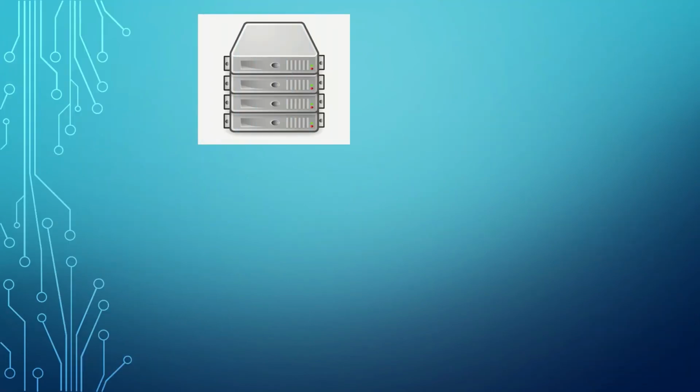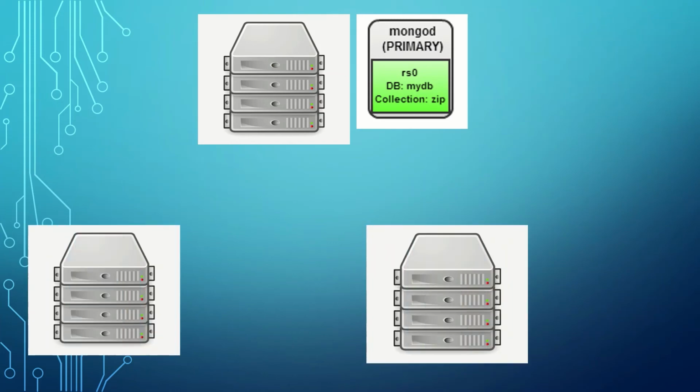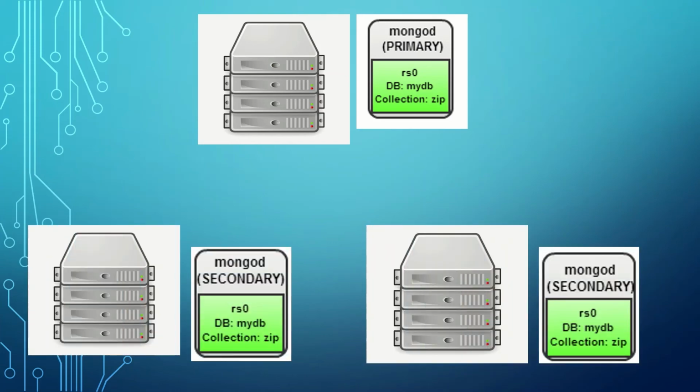Consider a situation where you have a server and you have a Mongo database instance running on it. You have a database MyDB and a collection zip on it. Now if we set up replication for this particular Mongo database instance with Mongo databases running on 2 different servers, there will be an asynchronous data transfer from this primary to these secondary nodes and the database MyDB and the collection zip will be replicated to the secondary nodes. You can also make one of the secondaries an arbiter.